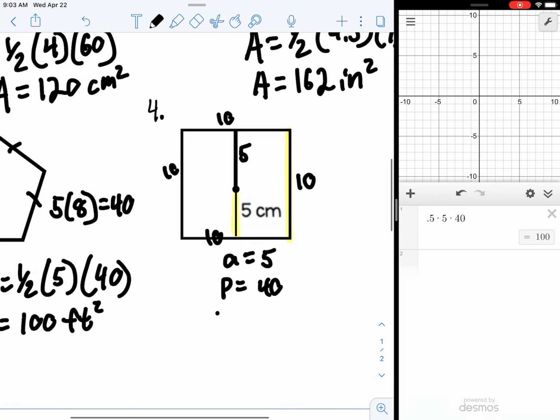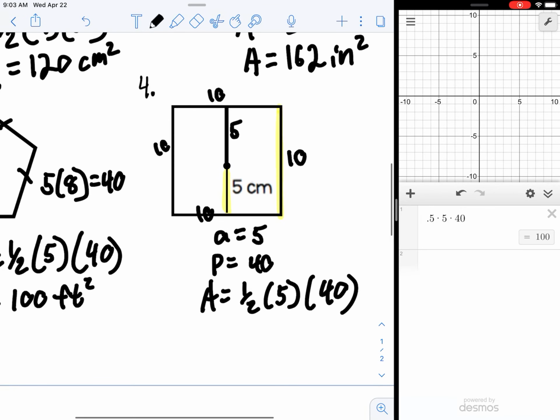Hey, this is looking kind of familiar. I'm going to have A times 1/2 times 5 times 40. Well, we did a problem that already had that, didn't we? And that area is 100, in this case, centimeters squared.